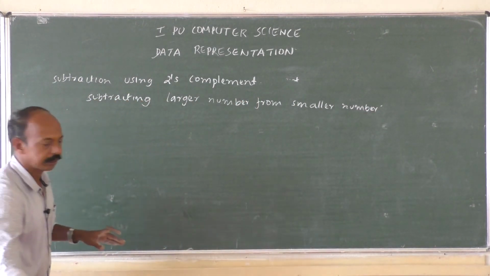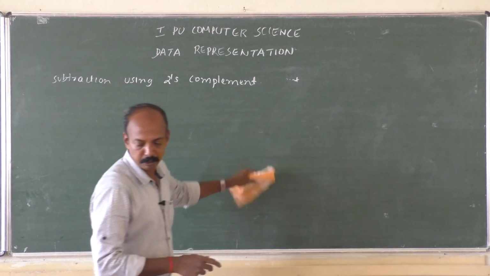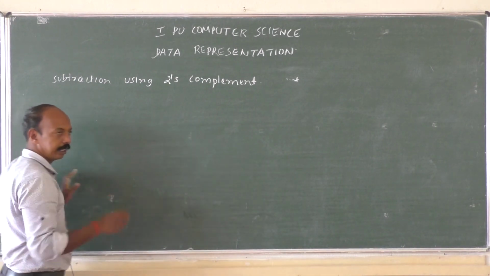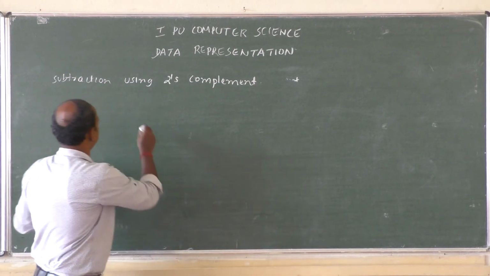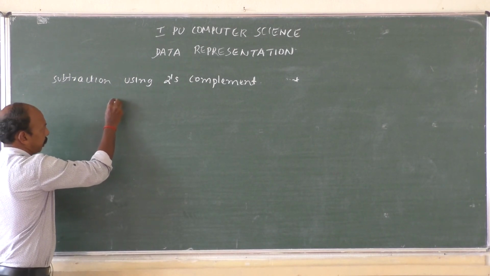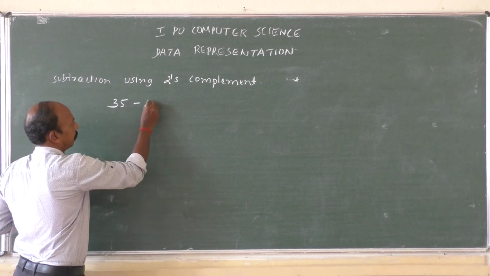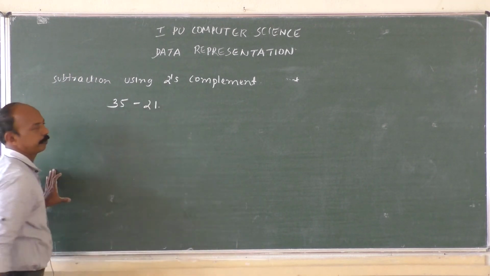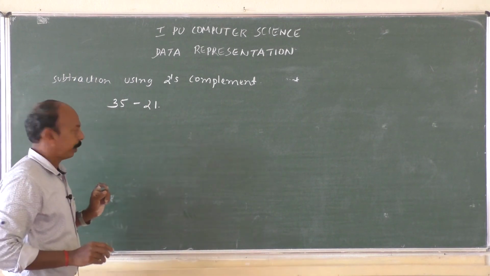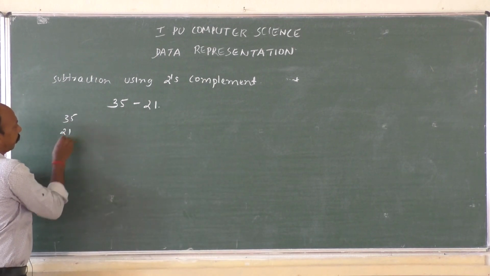Before that, we shall work out one more for the previous one, subtracting the smaller number from the larger number. Then we shall go for the next one, that is in the next class. So we shall write some 35 minus 21. 35 minus 21.